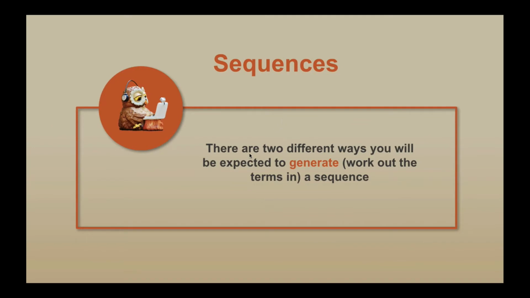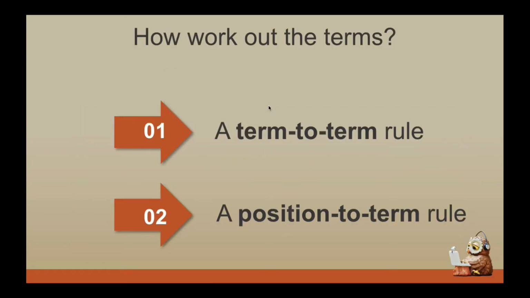Sequences. There are 2 different ways you will be expected to generate or work out the terms in a sequence. How to work out the terms? There are 2 ways. The first is a term-to-term rule. The second is a position-to-term rule.